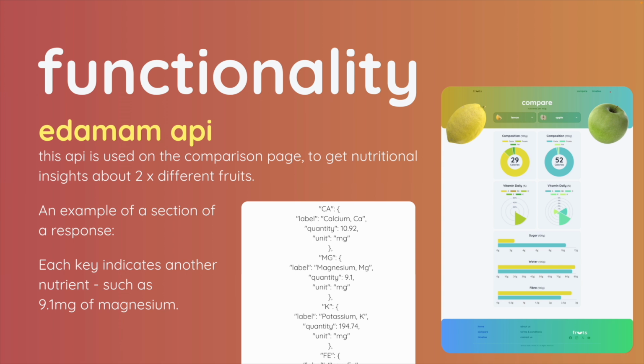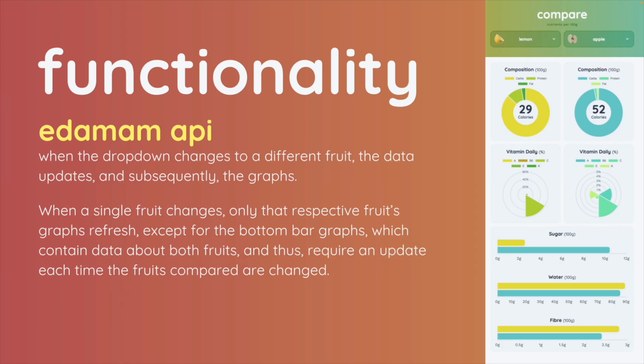There is basically an array of objects, and you can't see the array, but this is just a small section. And for one of them, this would be an example of 100 grams of apple. You can see there's a calcium section with the quantity being 10.92 milligrams of calcium being in an apple. And this was then taken to create the graphs and dynamically populate them. And essentially what would happen is when you change that drop down to a different fruit, the data would update, and subsequently the graphs would have to update.